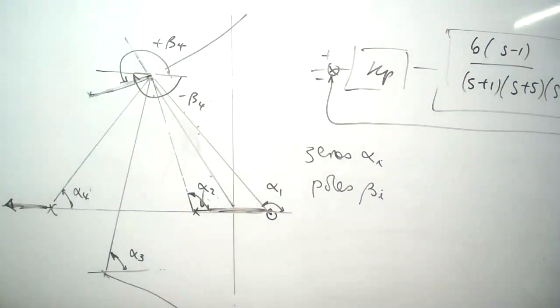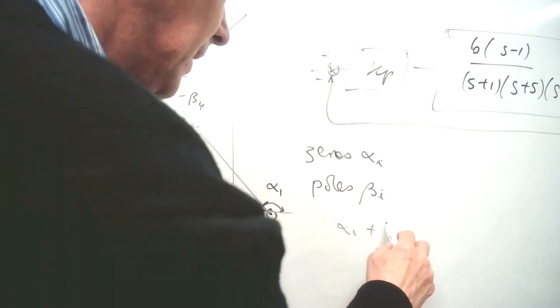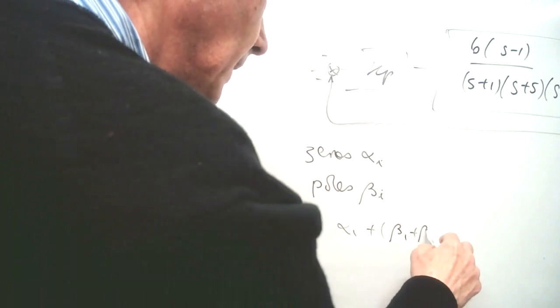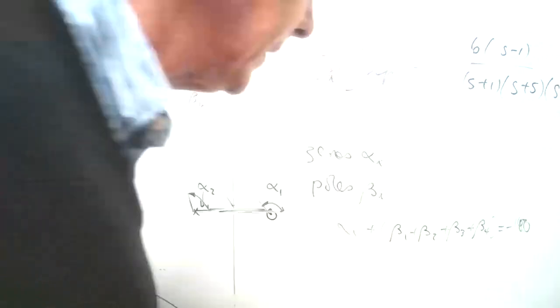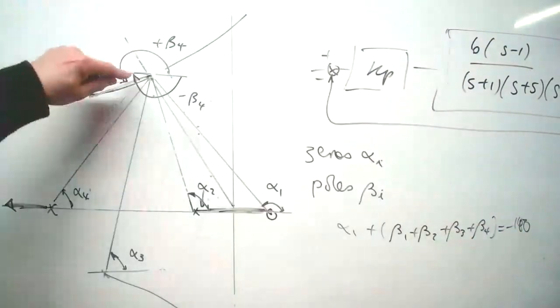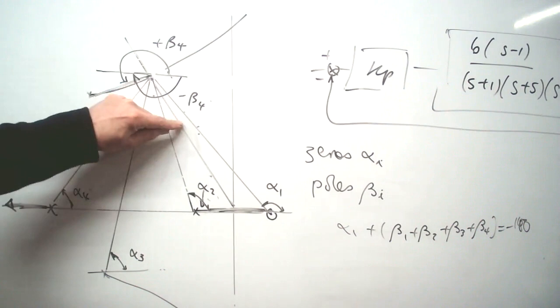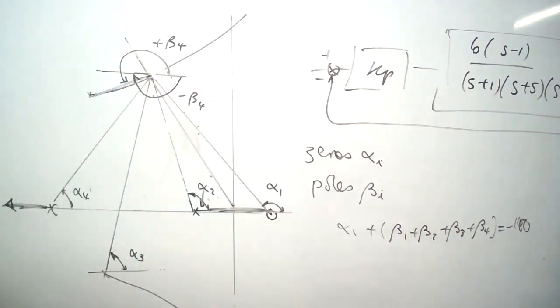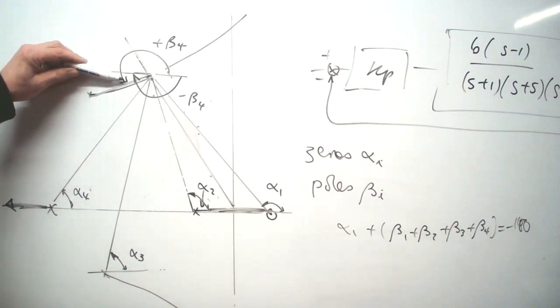You stick these angles now into the angle criteria and hope for it to come out as 180. So it's going to be alpha 1 plus beta 1 plus beta 2 plus beta 3 plus beta 4 equals minus 180. And if it comes out as 180, you know that point's correct. If it hasn't, you'll have to move it up and down that line until it does come out as 180.